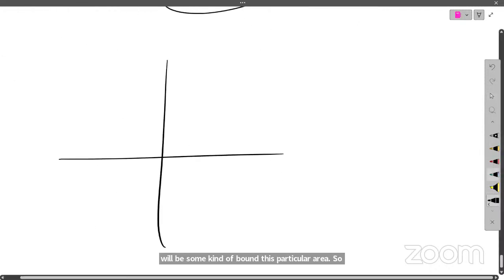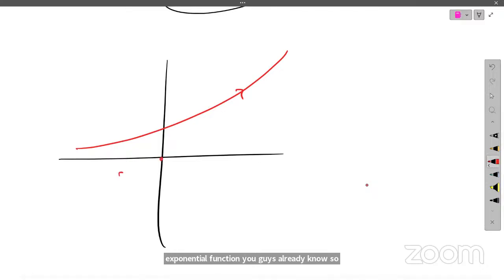Suppose we consider a very basic function. This is one exponential function, you guys already know. Here, I want to compute the area between these lines. Suppose x equals 0 is my line, and x equals 5 is my line. So these are two lines. That means I want to compute the area bounded by these four lines or curves, right? This is the y equals 0 line, x equals 0, x equals 5, and then this function. How can we compute such an area?